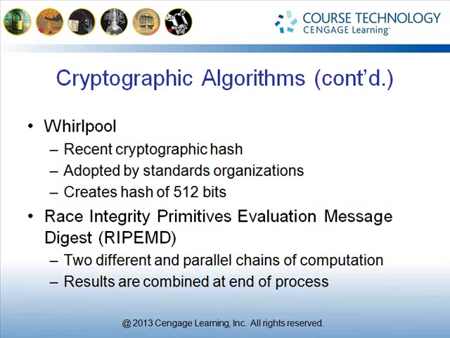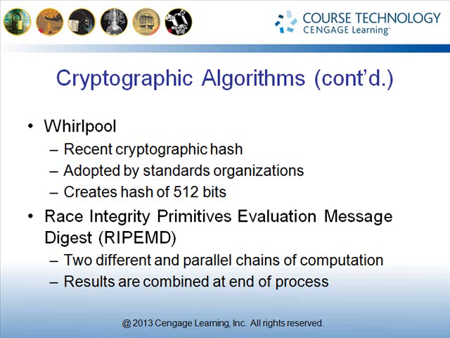Whirlpool is a relatively new cryptographic hash function. It has received international recognition and adoption by several standards organizations, including ISO. Whirlpool is being implemented in several new commercial cryptographic applications. It is not going to be patented and is free for use for any purpose to anyone.